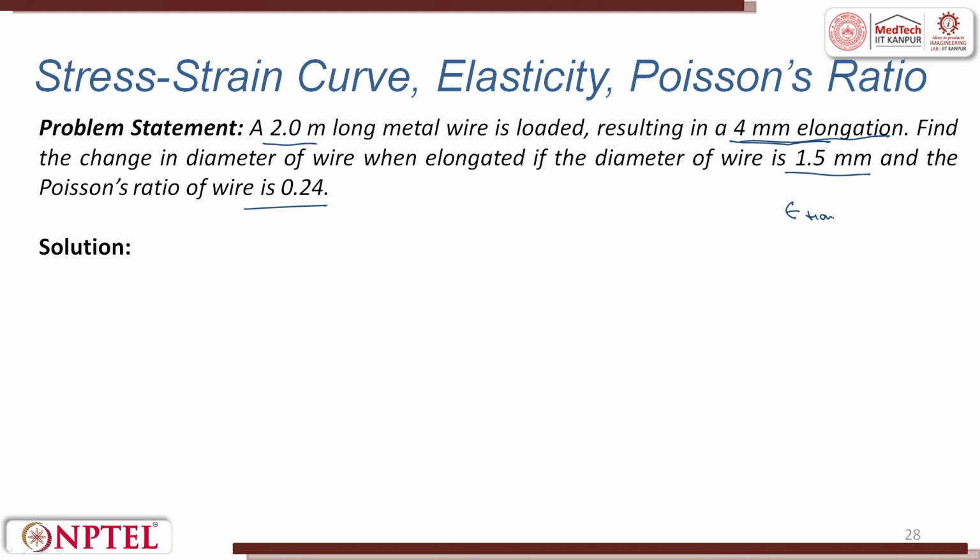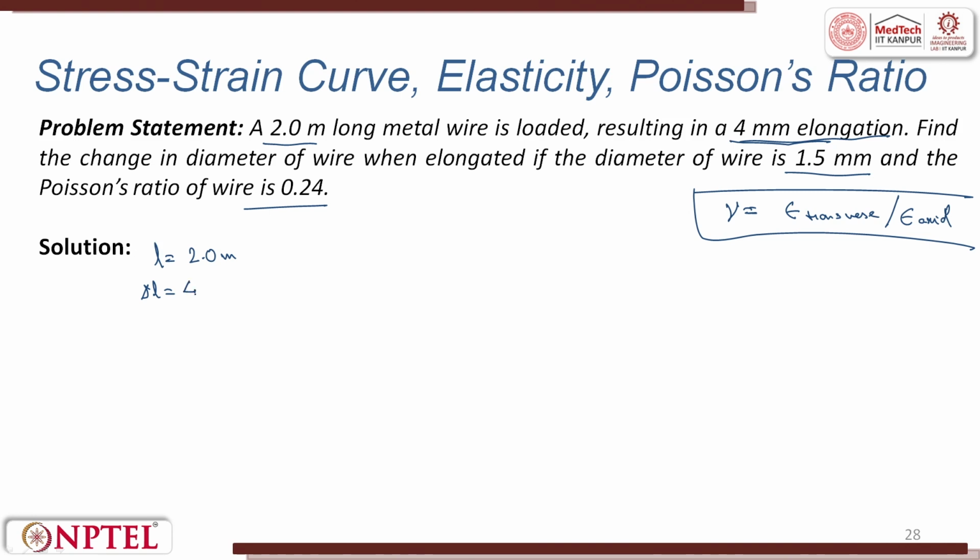Just to recall once again, Poisson ratio is the transverse strain by axial strain. This is my Poisson ratio. Now, the given values are the length of wire as 2.0 meters only. The change in length is also given, 4 millimeter. If I turn it to meters, it is equal to 0.004 meters. Diameter of wire D is equal to 1.5 millimeter and I have been given Poisson ratio, that is 0.24.